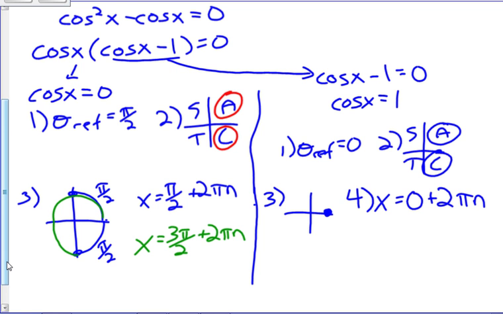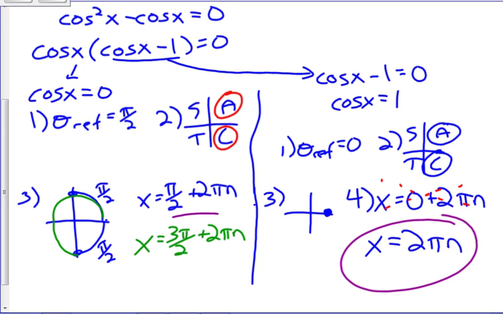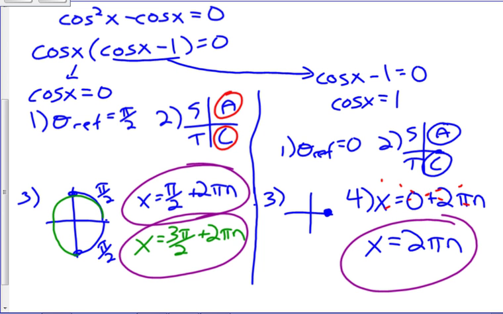Now that doesn't look all that nice. Why don't we just write it a little bit prettier? We don't tend to write 0 plus. So we'll just call this 2 pi n. And this, and this, and this, that's my entire solution. Those ones on the left, there'd be a way to put them together more elegantly, but it's fine like this as well. Okay, let's do one more.